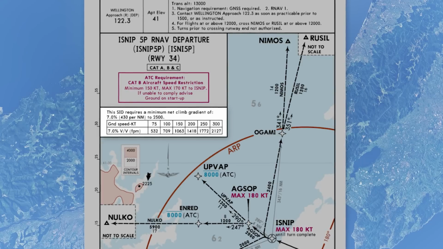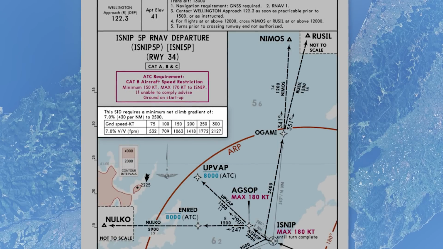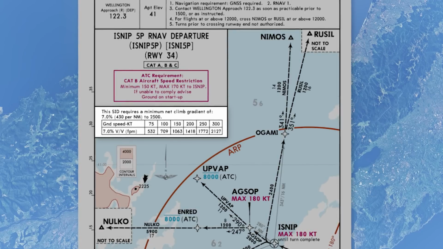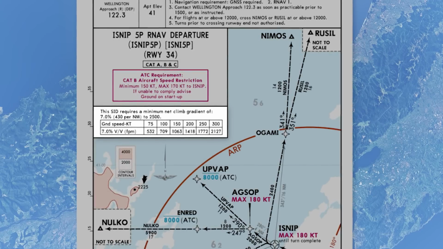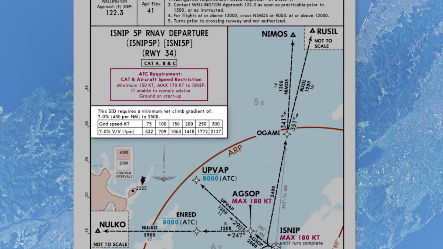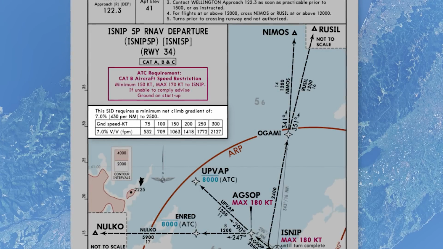Take a look at the minimum climb gradient with your ground speed. We're going to be around about 150 to about 200 knots. So just ballparking this, it looks about 1,200 feet per minute. That's going to be what's required for flying this departure procedure up to 2,500 feet. Ensure that the performance of your aircraft can meet these minimum standards of the climb gradient.